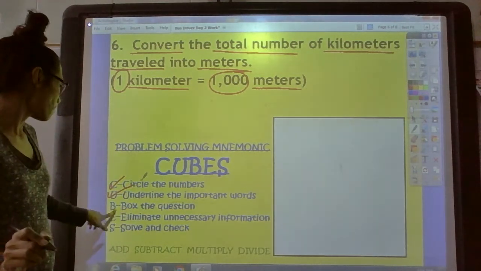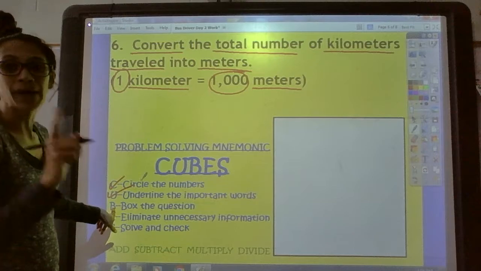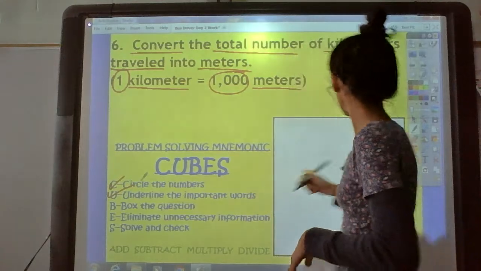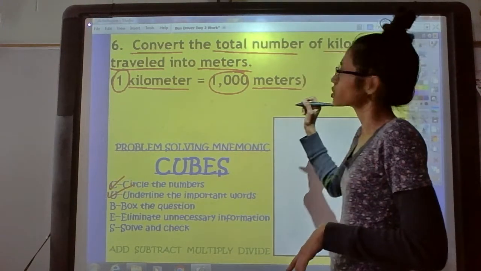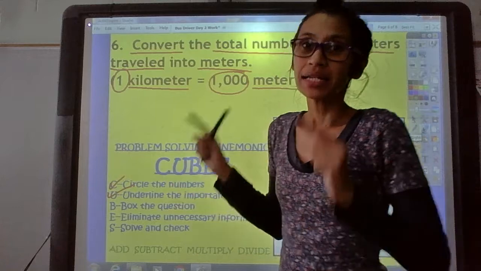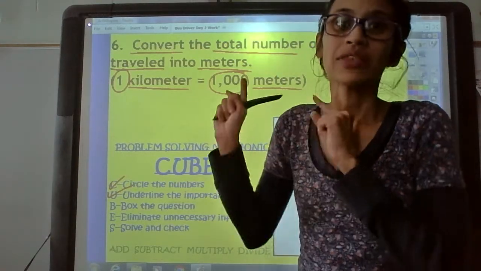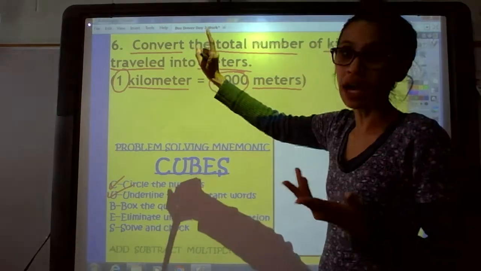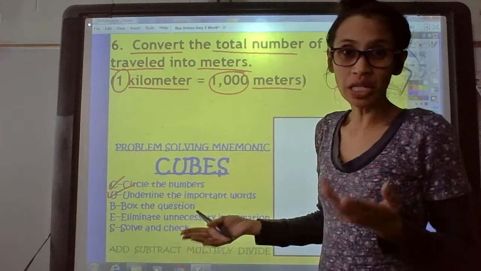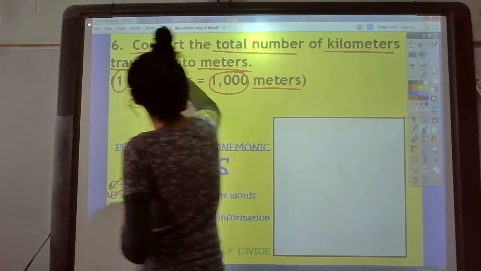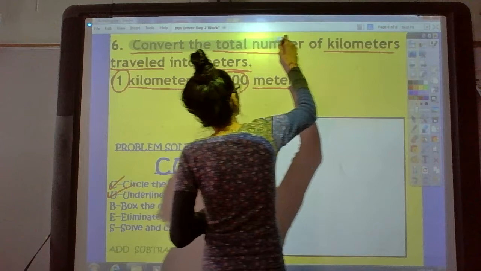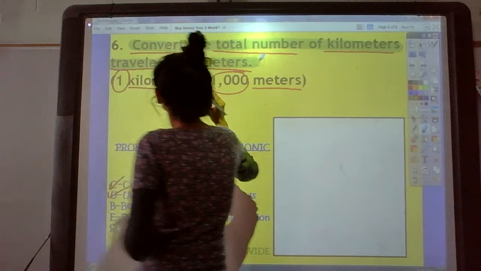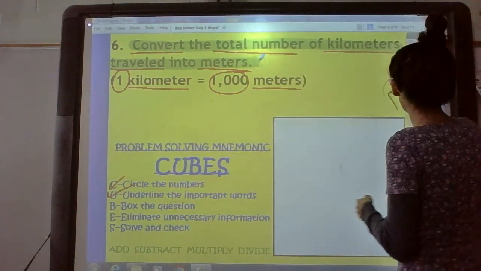The next step is the B step. We are going to box the question. You can box the question, circle the question, highlight the question. What's the question? There's no question, but there is a sentence that tells us what we need to do. And what is that? We need to find out what the total number of kilometers is in meters. We need to convert. Convert the number of kilometers traveled into meters. All right, done with that step.